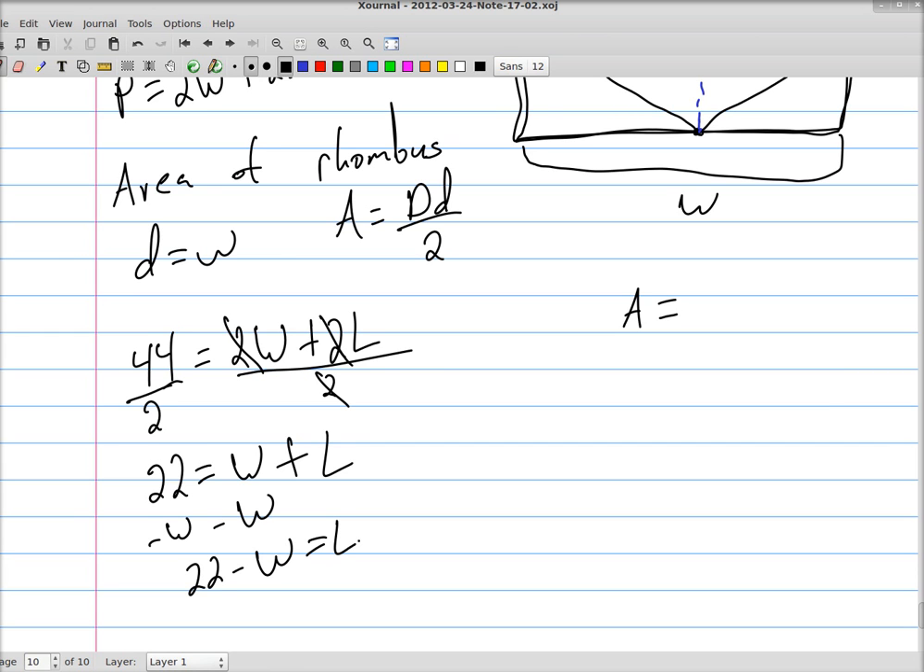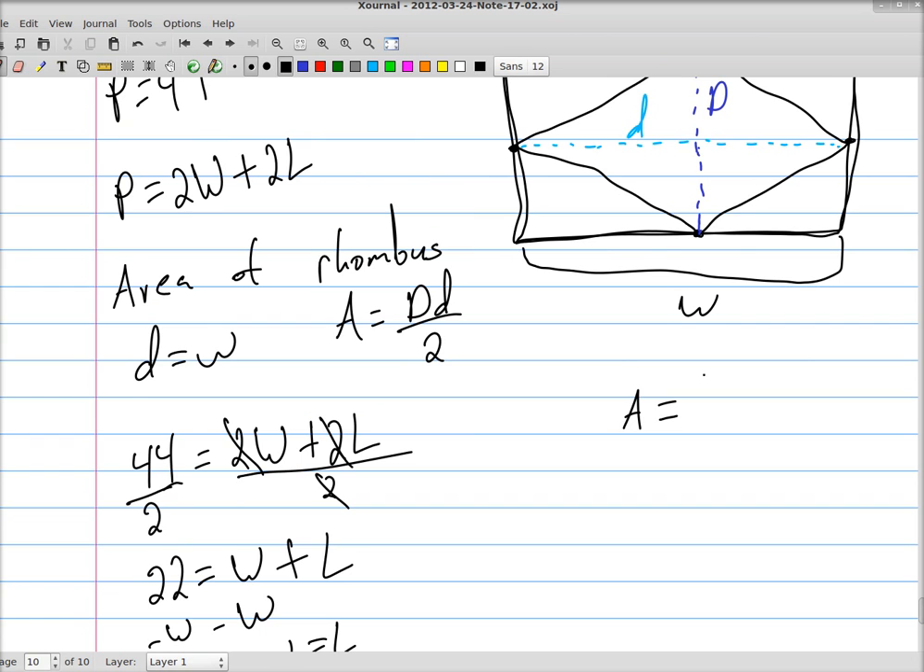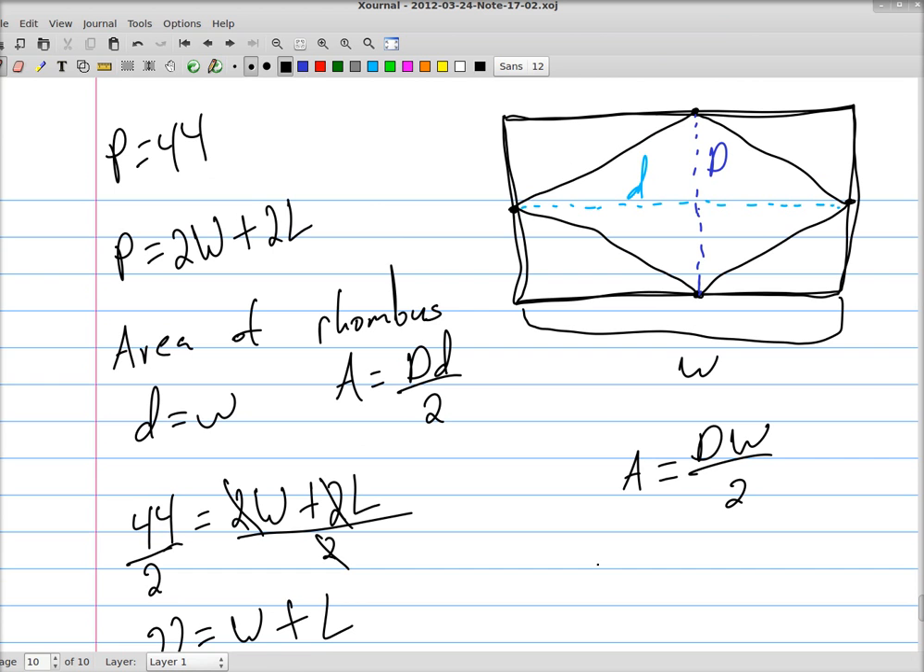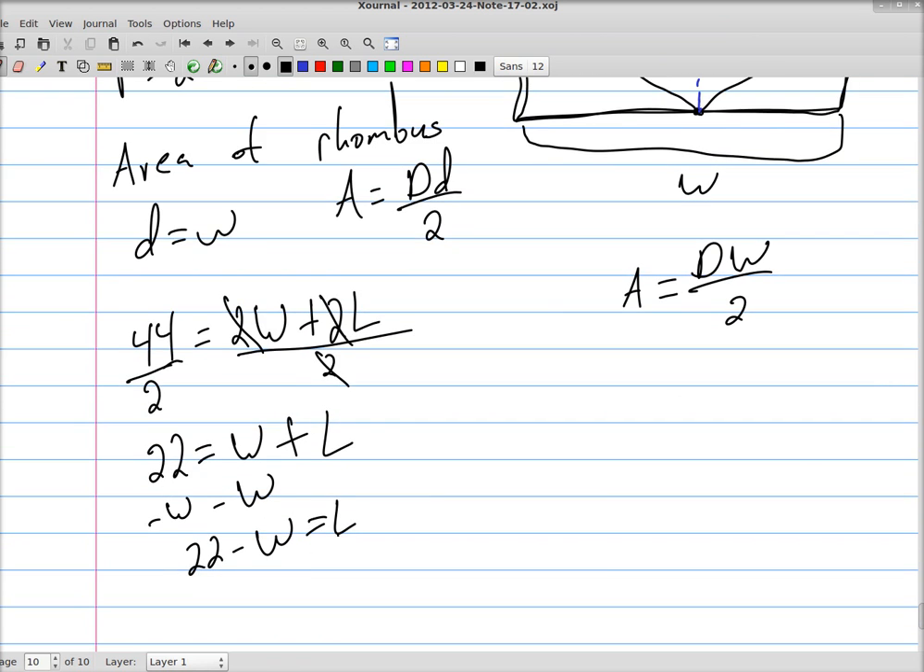So I know that the area of the rhombus is going to be equal to the product of the diagonals over 2. And we already know that lowercase d is equal to W. So we know it's capital D times W over 2. All I'm doing there is just replacing the lowercase d with W. The capital D is going to be equal to the length. But we know that the length, after we solve this, is equal to 22 minus W.